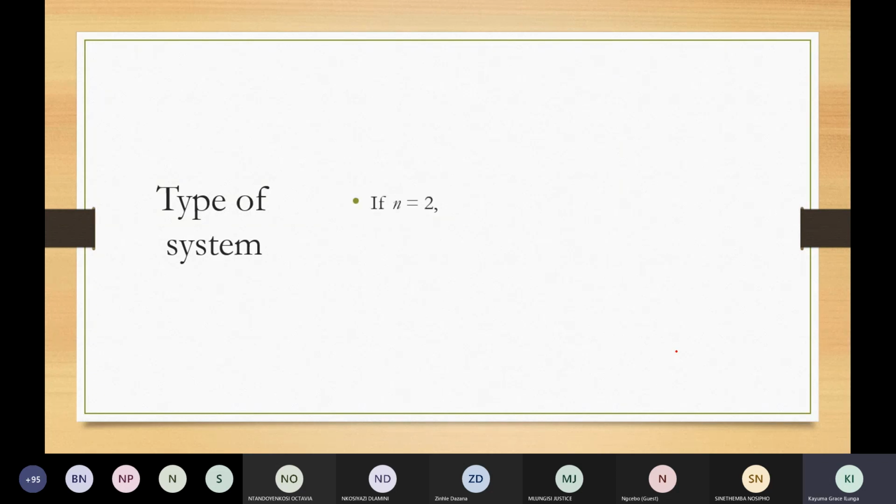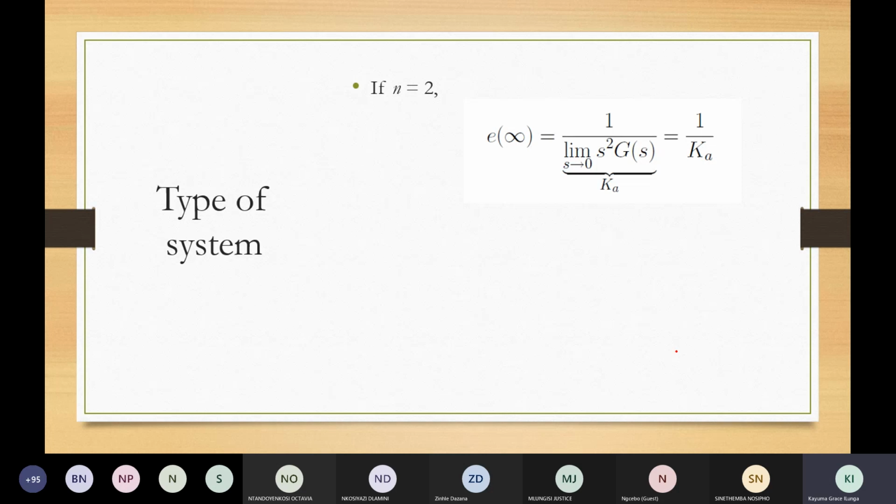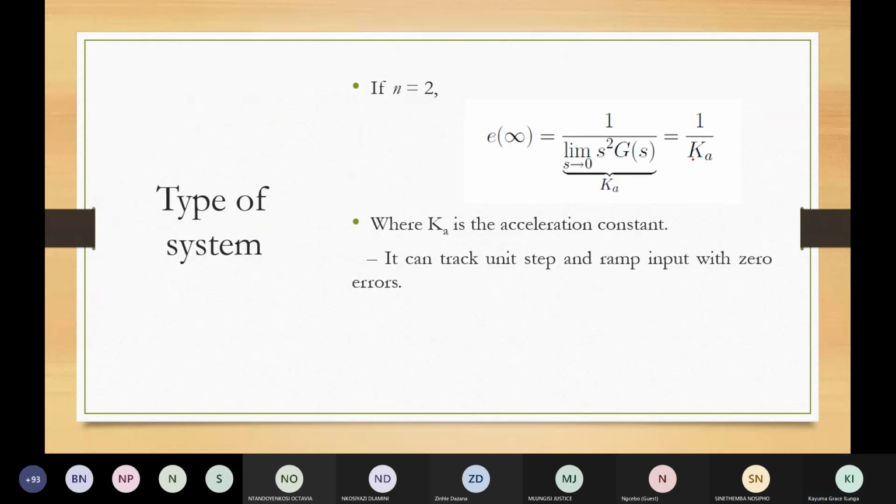So now we have the case where n is equal to 2. When n is equal to 2, that means we have 2 integrators in the system. So this is how the steady state error formula is given. And the 1 over Ka, this Ka is called the acceleration constant. So now, this can track, yes.